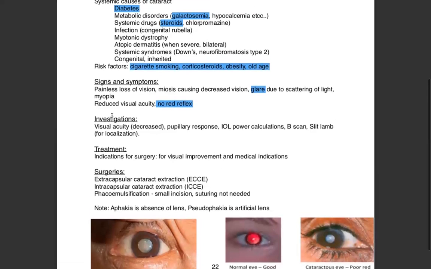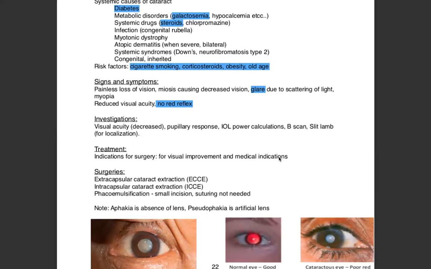Okay? The investigations: we do visual acuity and we find it decreased. Can you hear me guys? There is a pupillary response change. There are a bunch of calculations you can do, but don't take it too much into consideration. We do a slit lamp, we basically look at the area and we see there is opacity in the lens. The lens is opaque, the lens is no longer clear. There are indications for surgery, either a medical indication or to improve the vision.